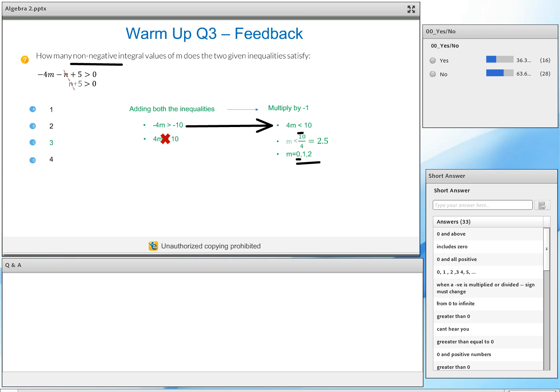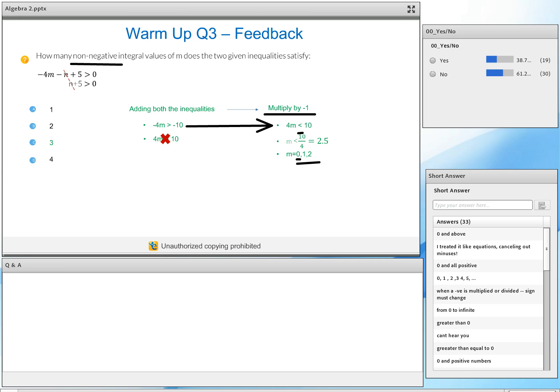Okay, so two points of feedback, and tell me very clearly, very frankly, how many of you missed out on this part, that whenever you multiply an inequality by minus 1, you always have to flip the sign? How many of you missed out on that one? There were about 50% of the class who said that yes, 4m is greater than 10. So good. For people who have taken that feedback, very good. That feedback is going to help you a lot as you solve linear inequality questions.